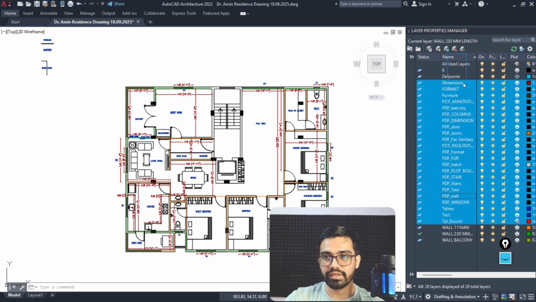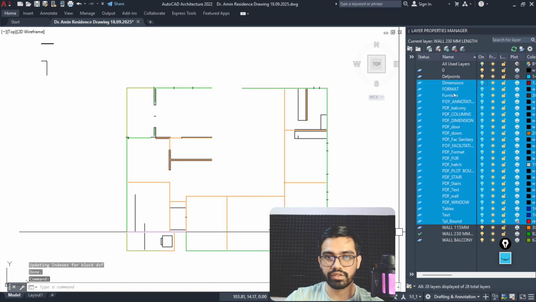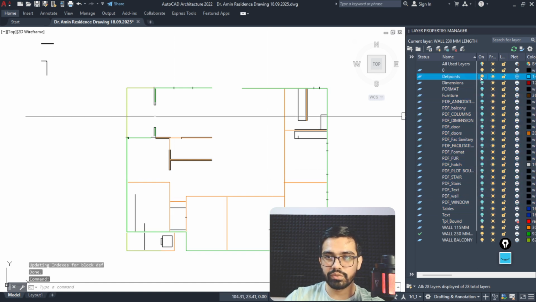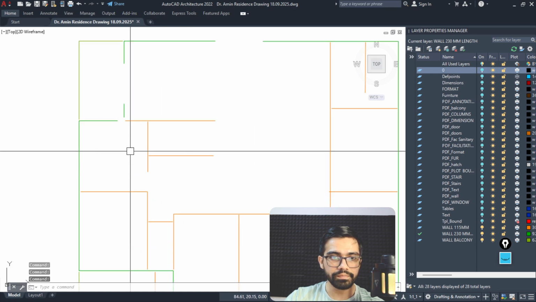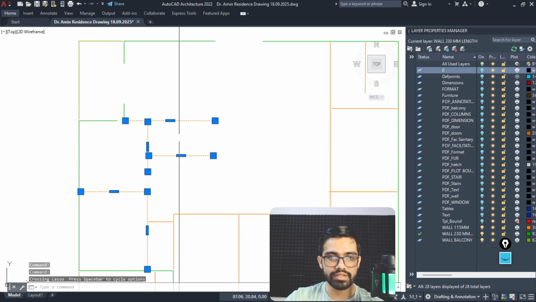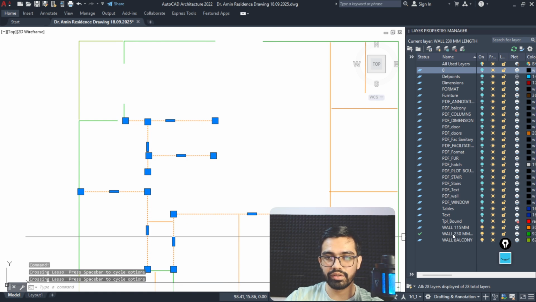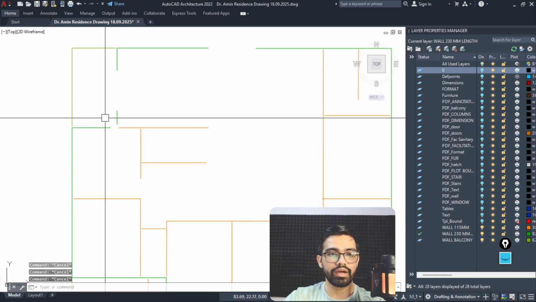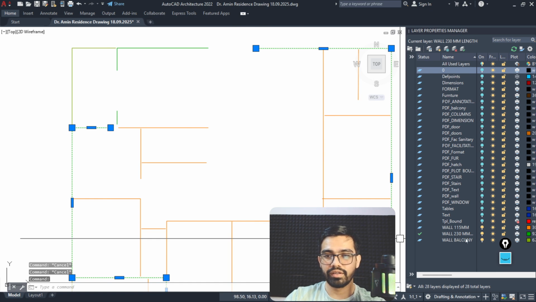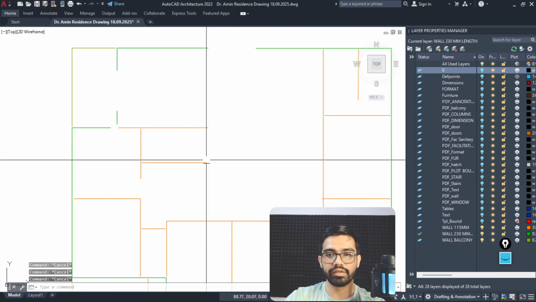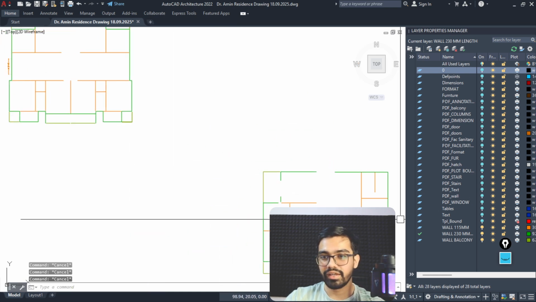So I select everything and hide them. You can see these things are all in wall 115 layer, orange in color, and all the outer walls are in 230 layer. So everything is nice and clean.